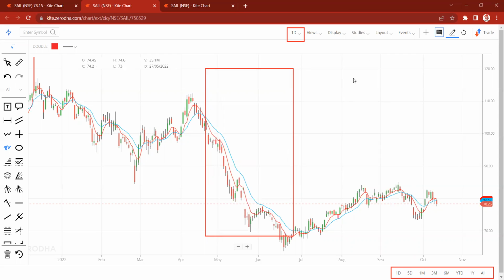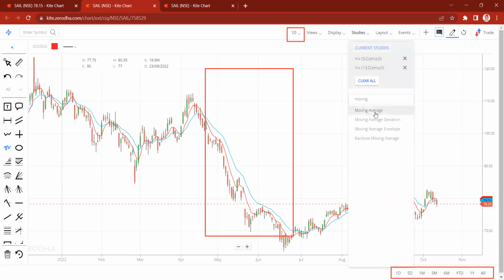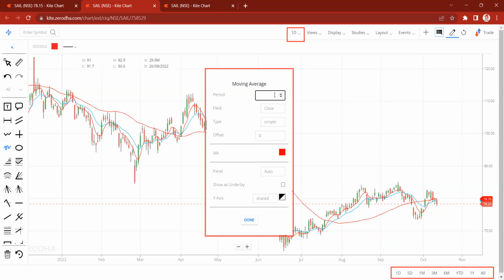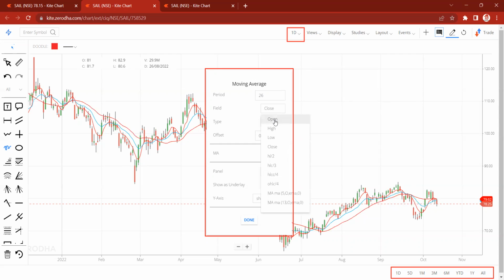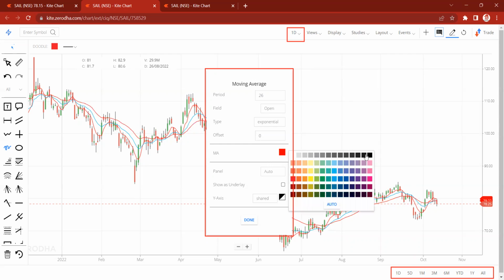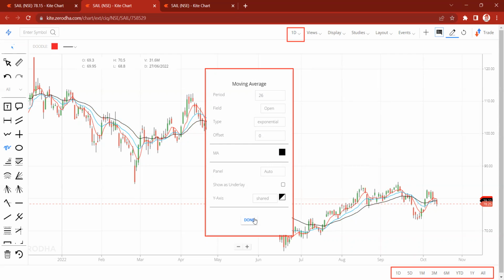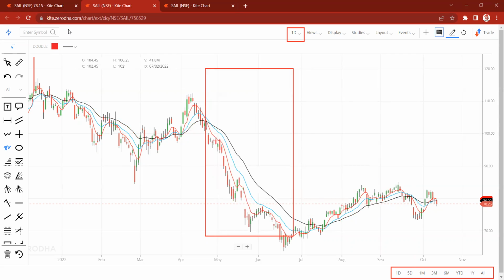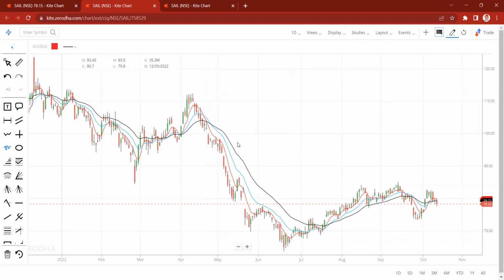Again click done. Once again, click the moving average and change the period to 26 days. 26 days indicates 1 month. Open the field, type exponential. For 26 days I am using the black color. Okay, done. After this, now you can look at the graph.